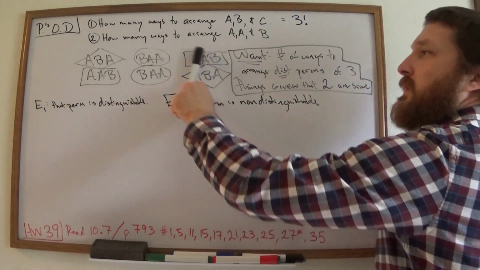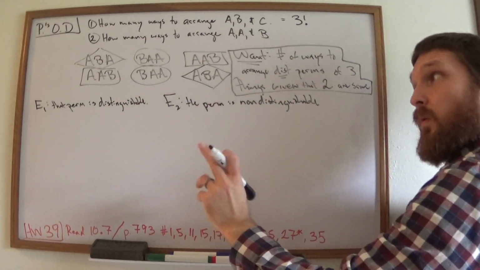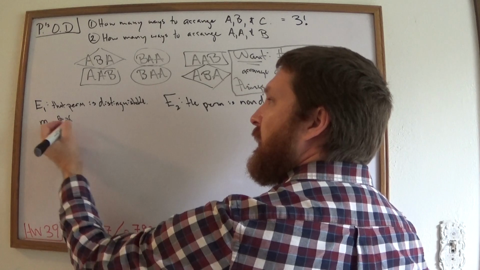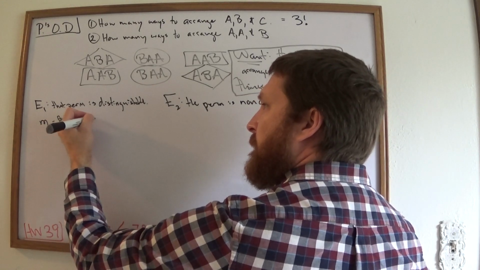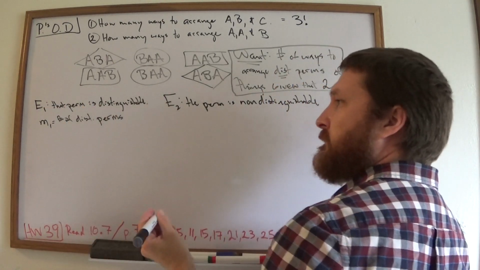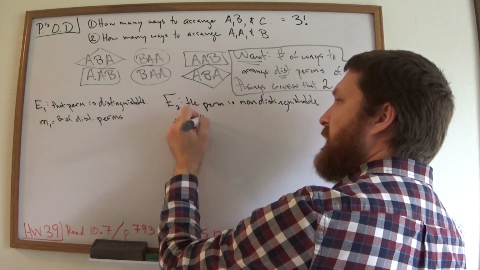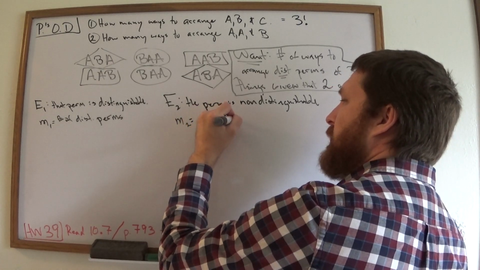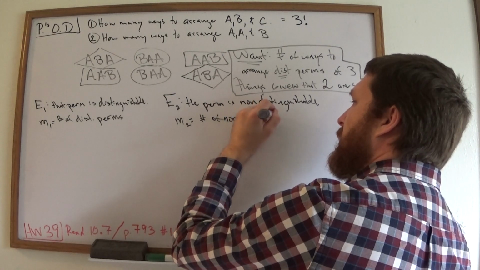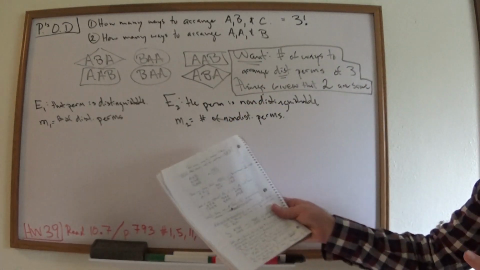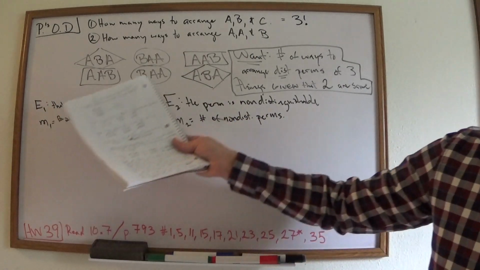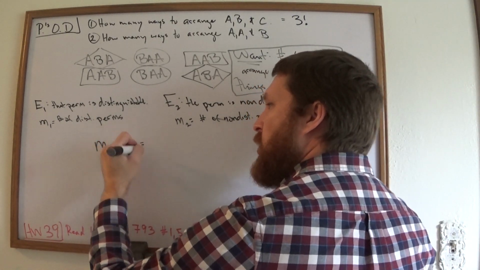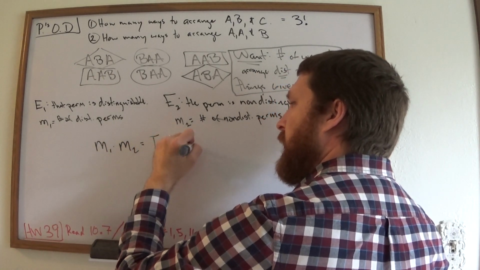So in other words, we're talking about these 6 right here. And let's think about it this way. The same way we did last time, M1 is the number of ways that you could have distinguishable permutations. M2 is the total number of non-distinguishable permutations. And then this times this should be the total number of permutations. Does that make sense? So M1 times M2 should be the total number of permutations.